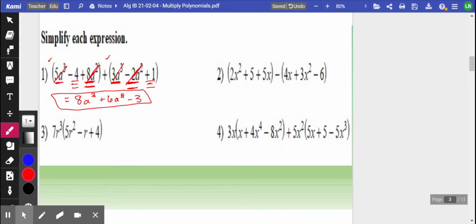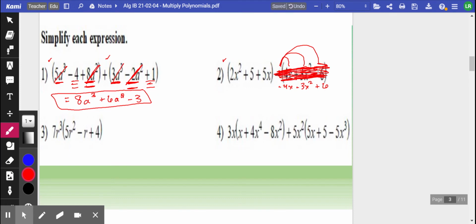Okay, number 2. Now this one we have a little bit of work to do because we have minus in between. This first one, positive 1, that one's good. But this has a negative 1. So remember, I actually have to distribute that. So negative 1 times 4x is negative 4x. Negative 1 times 3x squared is negative 3x squared. And negative 1 times negative 6, that is positive 6. Okay? And I don't need this anymore. I like to scratch it off so it doesn't confuse me and I don't accidentally look at it.